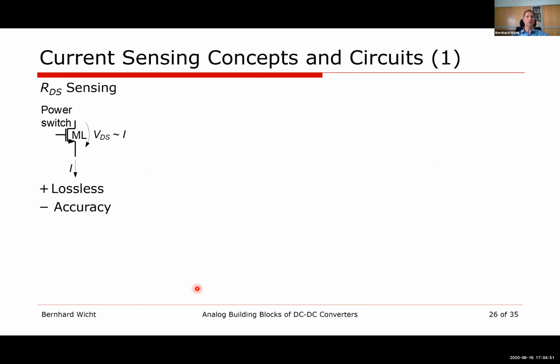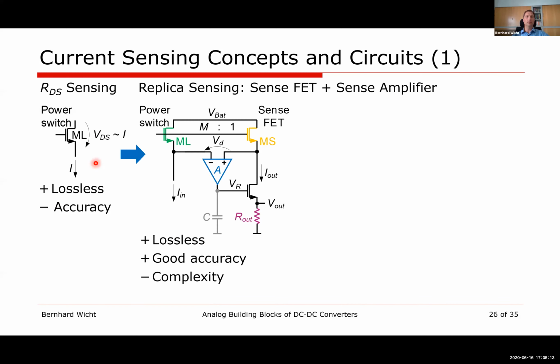So what's the easiest, straightforward way to do current sensing? We use our power stage itself and measure the voltage drop across. That works, but of course there is a lot of variation, so the accuracy is not that good because our on resistance may change over process variations and temperature and so on. So the other concept is much more common in power management design.